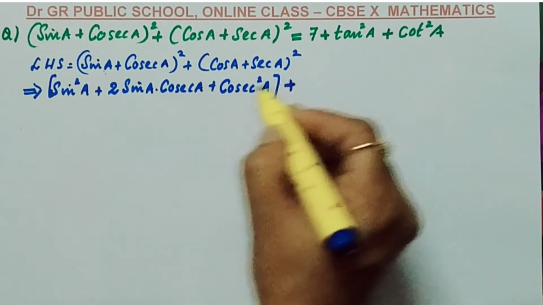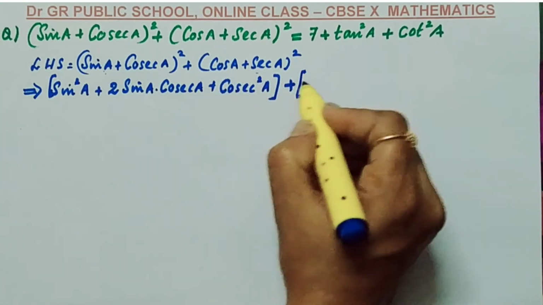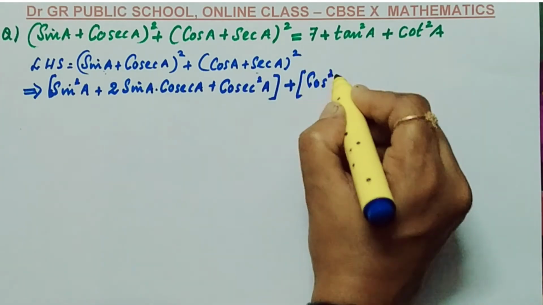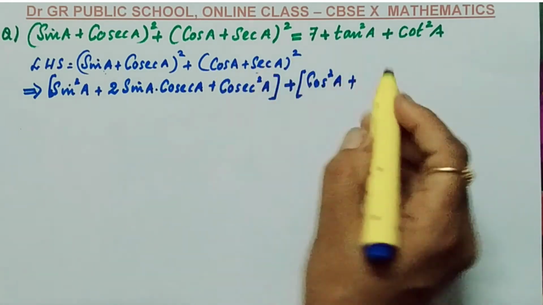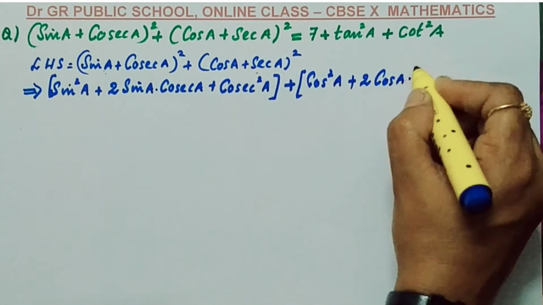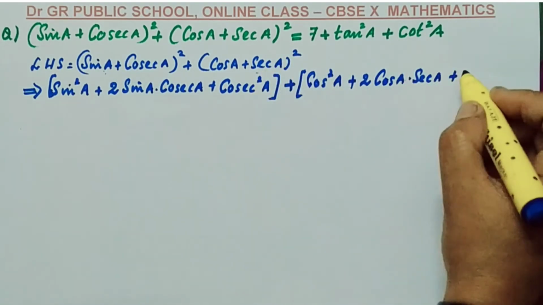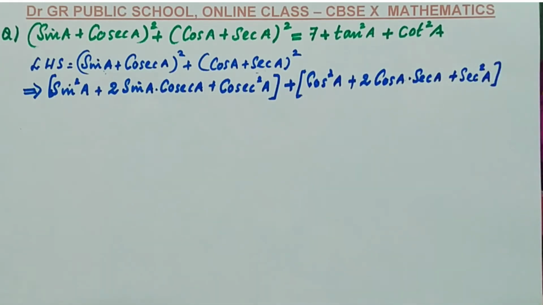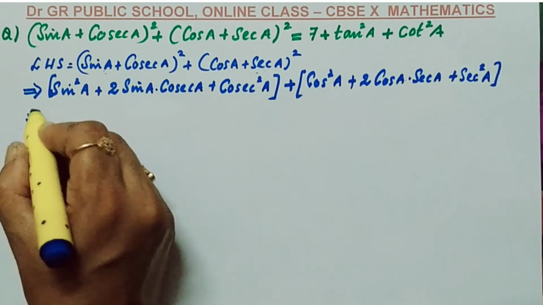Plus, again, this also I expand using A plus B the whole square. A square means cos A the whole square, which is the same as cos square A, plus 2AB, 2 into cos A into sec A, plus B square means sec A the whole square, that is called sec square A. Now I am going to remove the bracket and arrange.